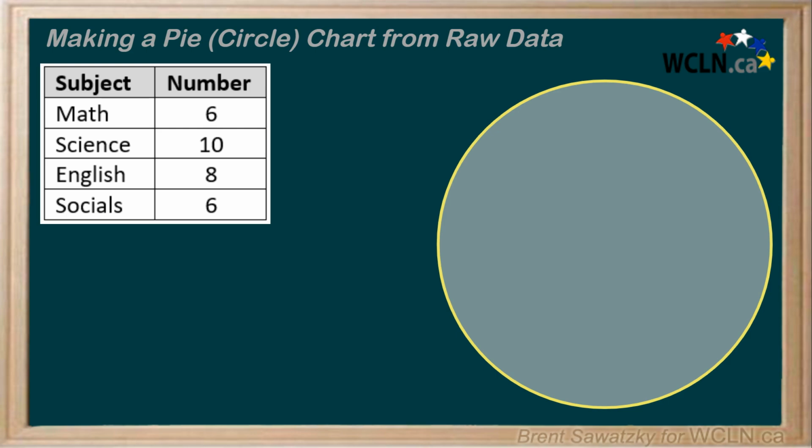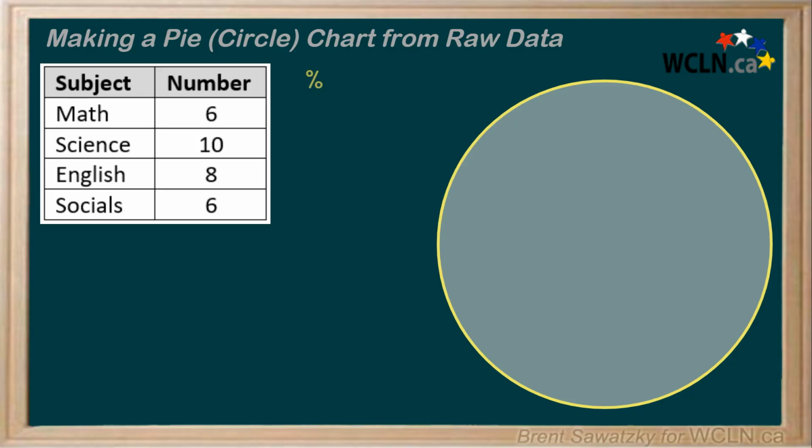In this tutorial, we'll learn how to make a pie or circle chart from a set of data. In our example, we're given this table of raw data and asked to make a pie chart. In this case, we don't yet know what the percentages would be. So our first step will be to determine that.